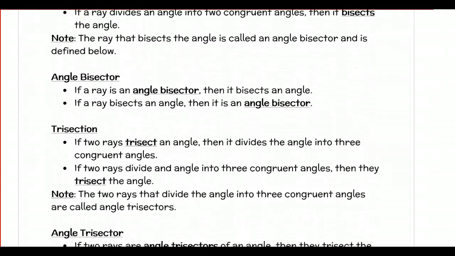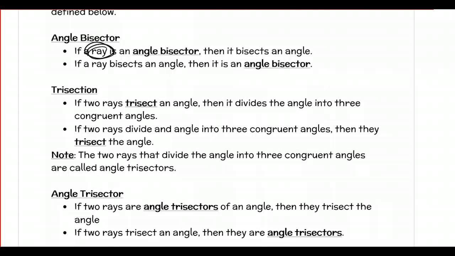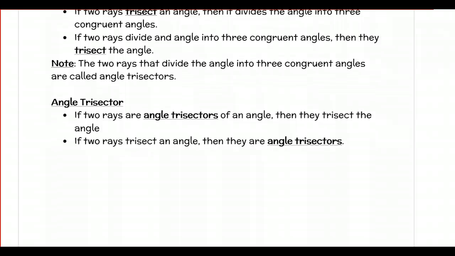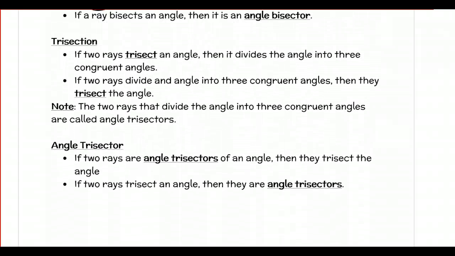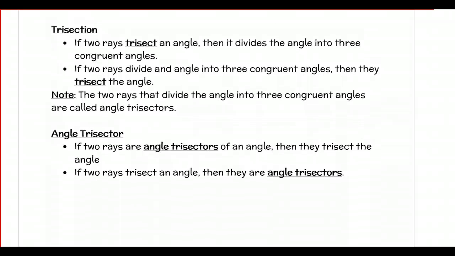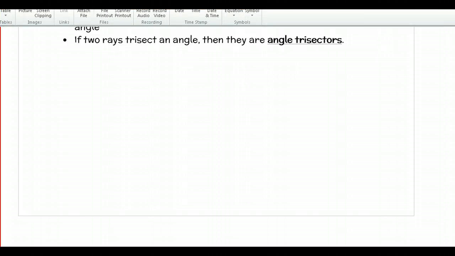actually doing the bisecting. Notice that since an angle is made up of two rays, we use another ray to bisect the angle. So keep that in mind. The book sometimes is inconsistent about that, but we'll be consistent. And then we can trisect an angle. The rays doing the trisection are angle trisectors. So a lot of information. Just pause the video if you haven't read it, read through it, and then keep this handy when we do the next problems.